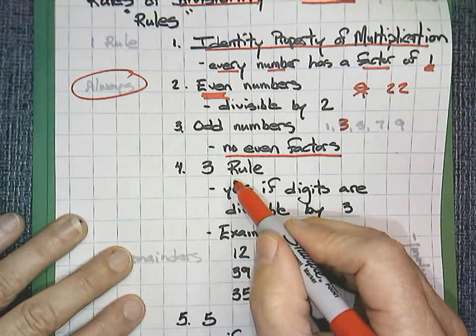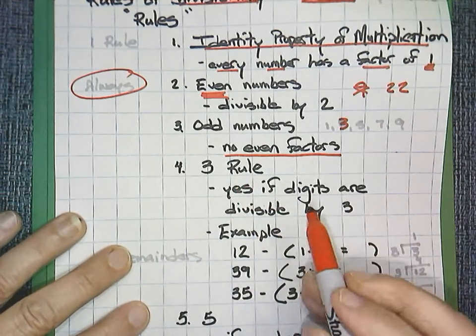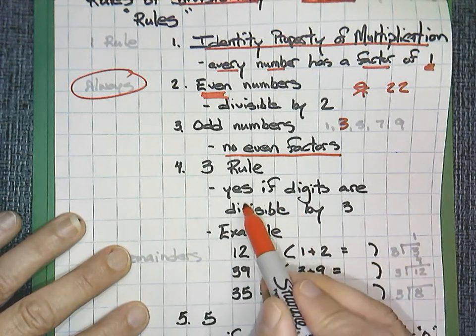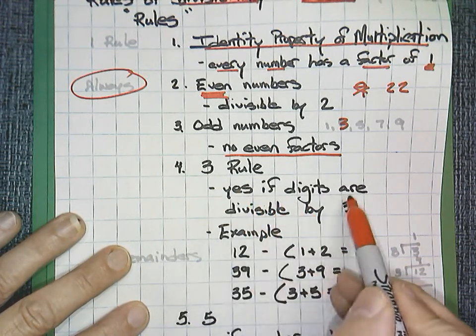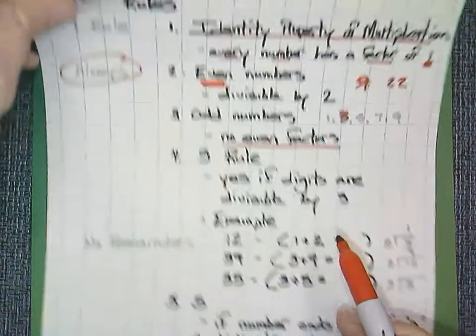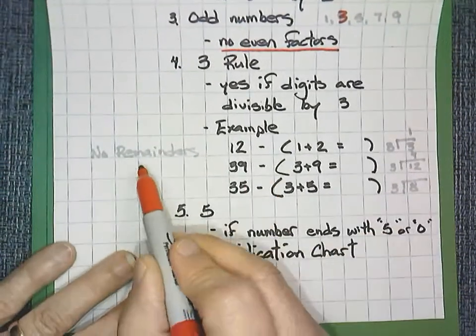The fourth is called the 3 rule. And this is kind of a cool one. Yes, it's divisible by 3 if the digits are divisible by 3. Let me show you what I mean. And by the way, you can have remainders here.